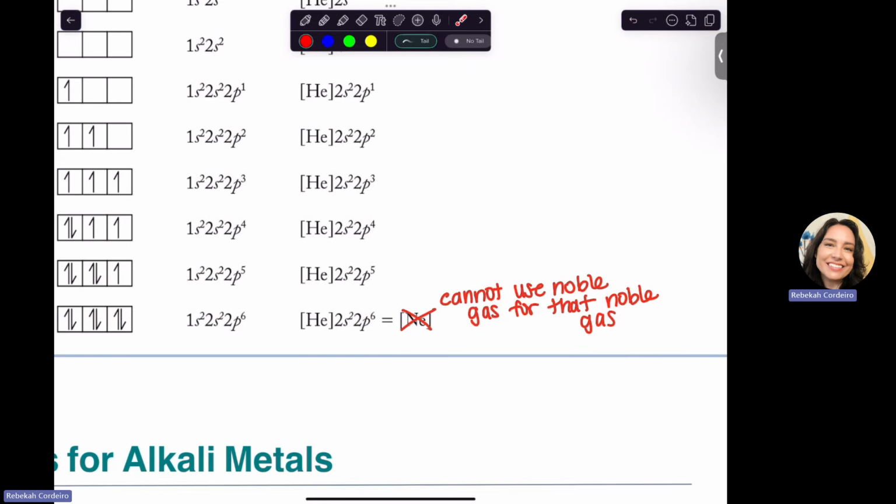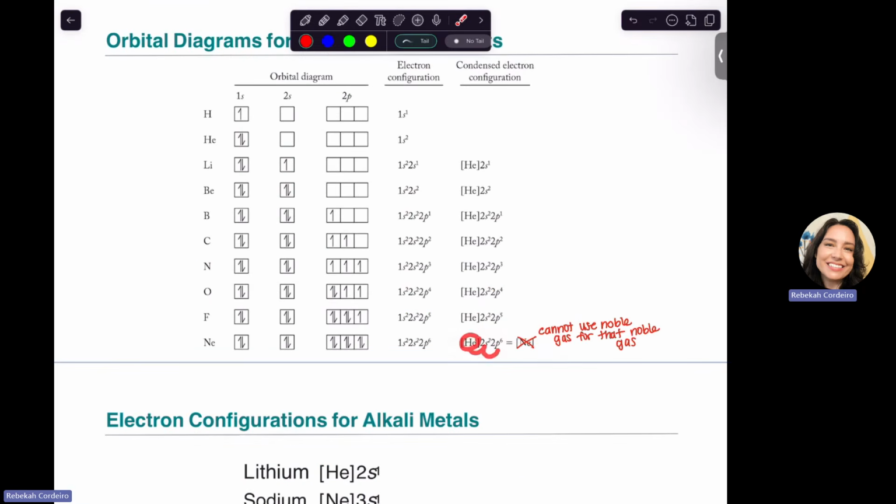Imagine you're trying to tell me what the electron configuration for neon is. You can't just say the electron configuration for neon is neon. If I don't know what neon is, you've got to tell me, okay, go back to helium, and then I'll tell you from there. I'll explain another way to look at this in class, but just keep that in mind. When you're writing the configuration for a noble gas, you cannot just put that noble gas in brackets and call it a day. You've got to go back to the previous noble gas and then work forward.